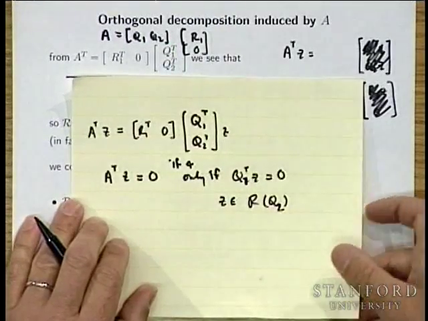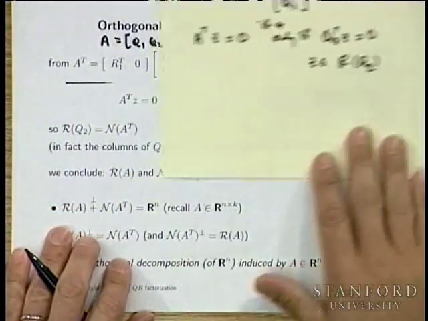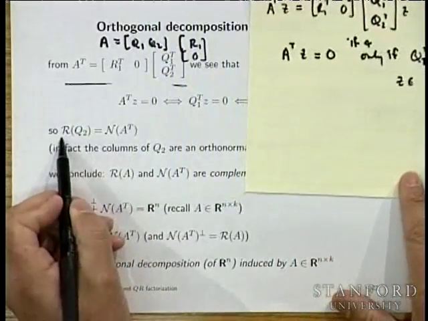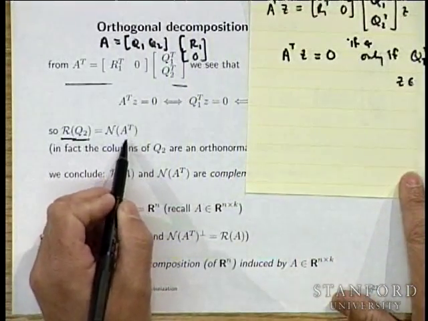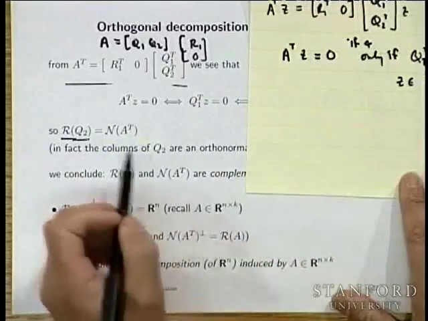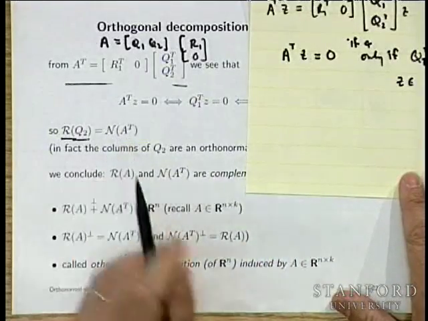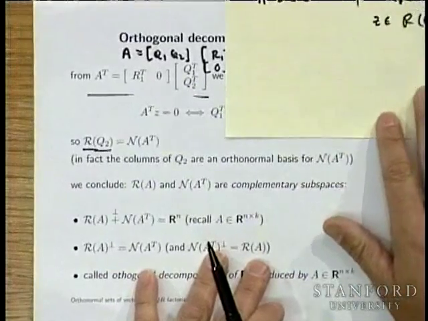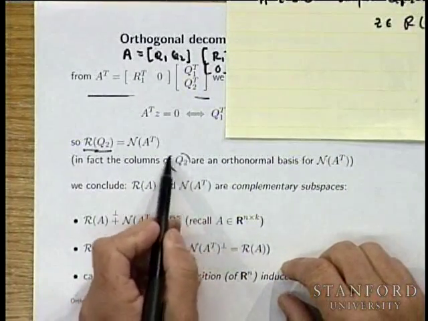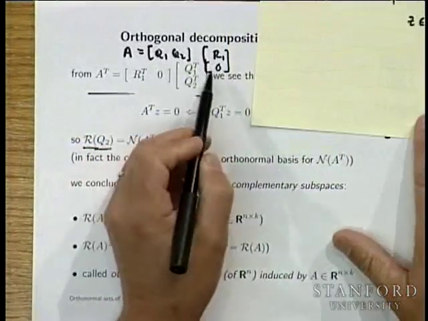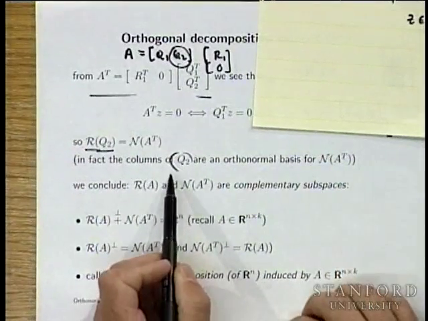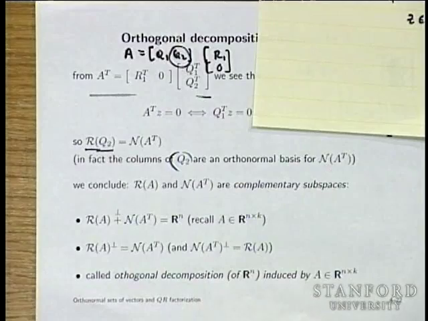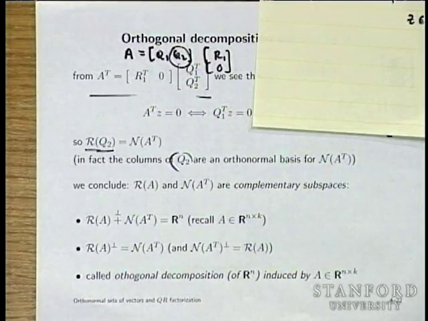All right. Now what this says is interesting. It says that the range of Q2 is the null space of A transpose. It's the null space of Q1 transpose, which is the same as the null space of A transpose. When you fill out this second part of the QR factorization, the columns of Q2 are an orthonormal basis for the null space of A transpose.